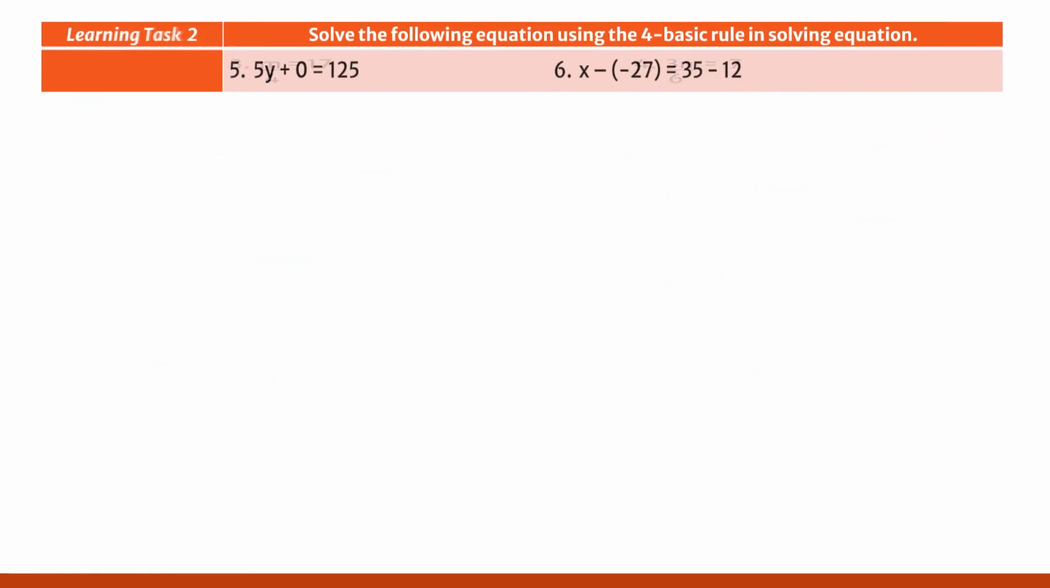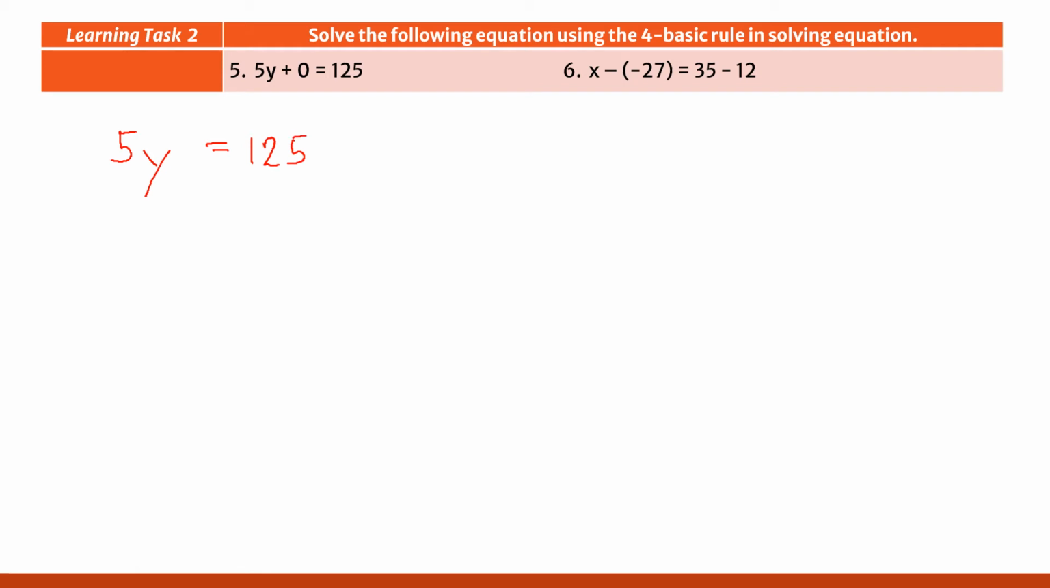Problem number 5. 5y plus 0 equals 125. So if you look at your left-hand side, 5y plus 0, well, the answer is 5y. Kasi alam naman natin na kapag ini-add ay 0, walang nababago. Okay? So equals 125. Okay? So this is our new equation.